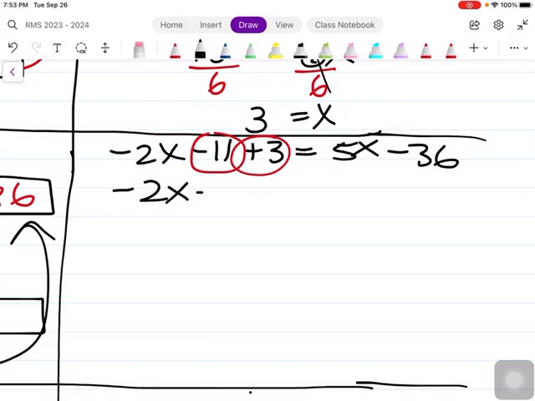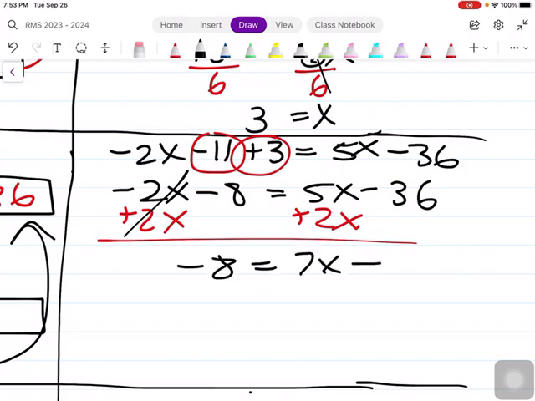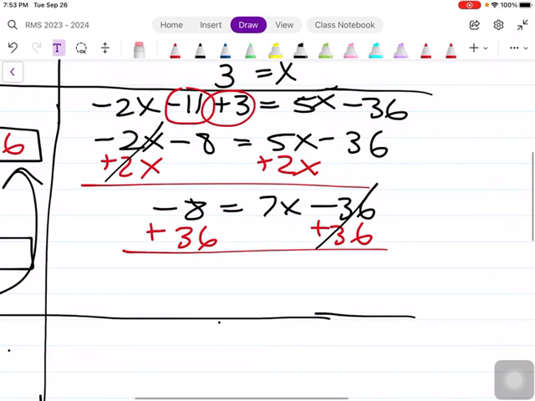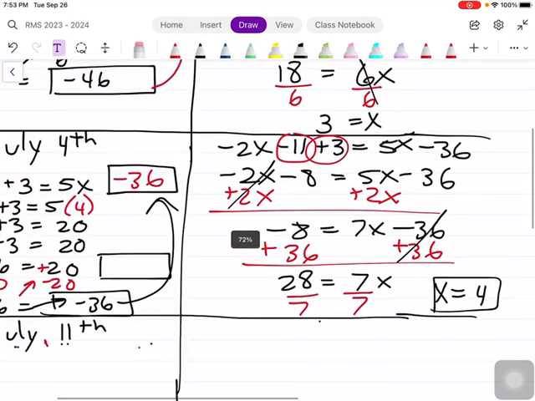That gives you negative 8. Then the smaller x term is negative 2x. So I'm going to add 2x on both sides. Then I'm going to add 36 on both sides. These are different signs, so I have to subtract. And then if I divide by 7, I get x equals 4, just like I planned.